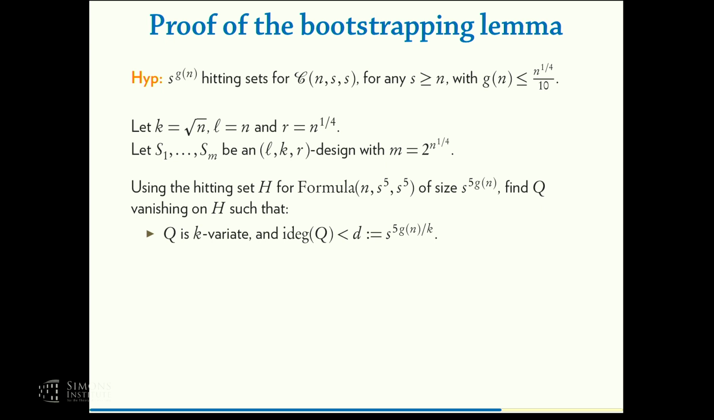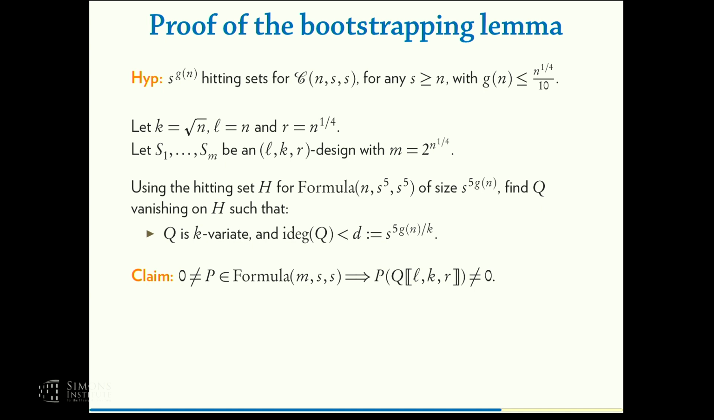hard polynomial. Okay. This is the Heinz-Schnorr step, and the individual degree will turn out to be whatever the size of the hitting set is divided by k, the number of variables. Okay. So I'm using a hitting set on n variables, but constructing a polynomial that just depends on k variables. But just think of it as q is just masquerading to be an n variate polynomial when it's really just a k variate polynomial. Okay.